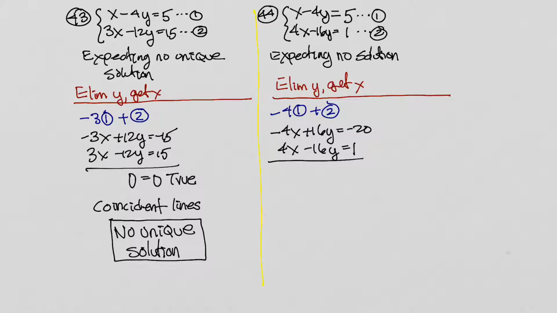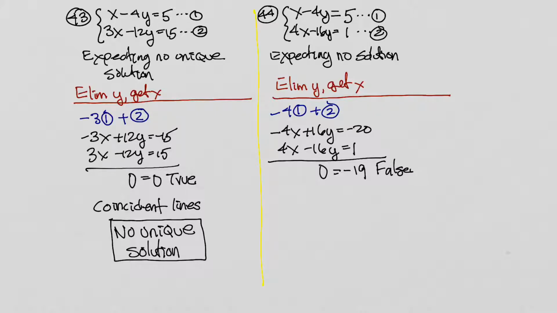And when we add these together, look what happens here. The x's are gone, the y's are gone, but the constants are not gone. So what we end up with is on the left side, 0 equals, on the right side, negative 19. So we've eliminated all the variables, but in this case, we got a false statement.